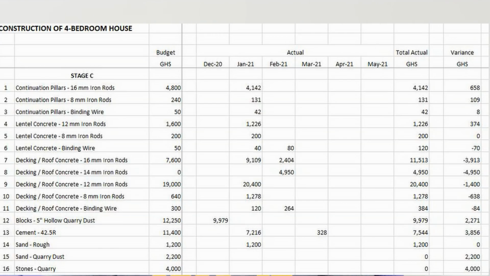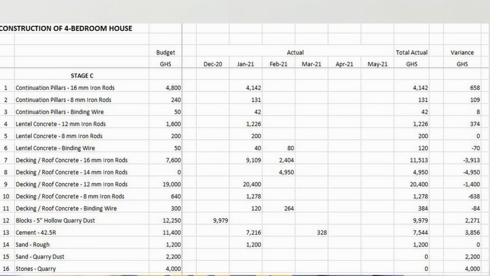So picking up a few examples, let's look at the continuation pillars. For example, 16mm iron rods. We had a budget of 4,800 Ghana cedis, but the actual spend, which was in January 2021, was 4,142 Ghana cedis. So we have a variance, or a saving, of 658 Ghana cedis there, which can go somewhere else. Picking another example on your screen, the 42.5 cement that we used, we had a budget for this stage of 11,400 Ghana cedis, but the actual spend was 7,544 Ghana cedis.